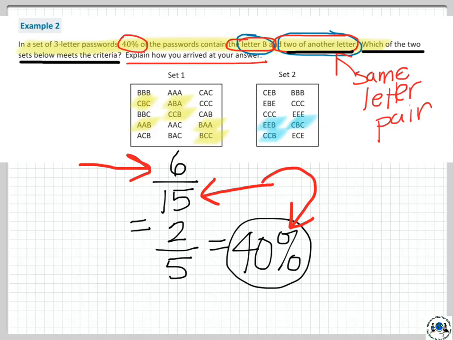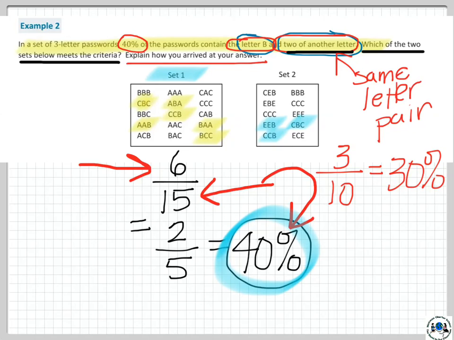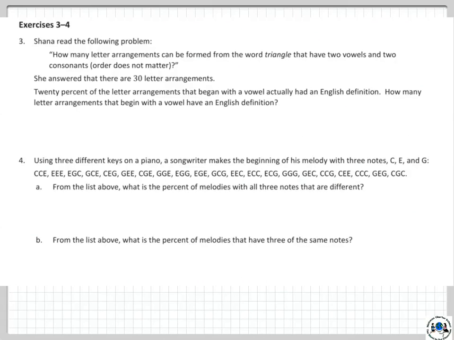No, I guess we won't move on. I'm sorry. I just wanted to prove that set 2 did not work, because who knows, maybe it will. There are the 3 of the 10 in set 2 that met the criteria. So that was 3 over 10, and that was 30%, which is not 40%. Therefore, set 1 is the winner. Okay?